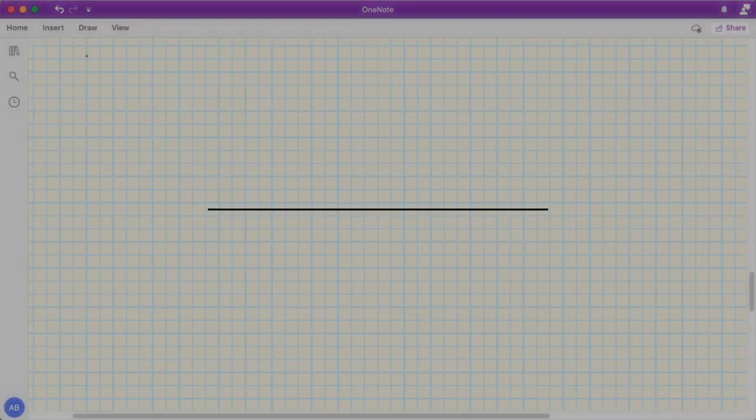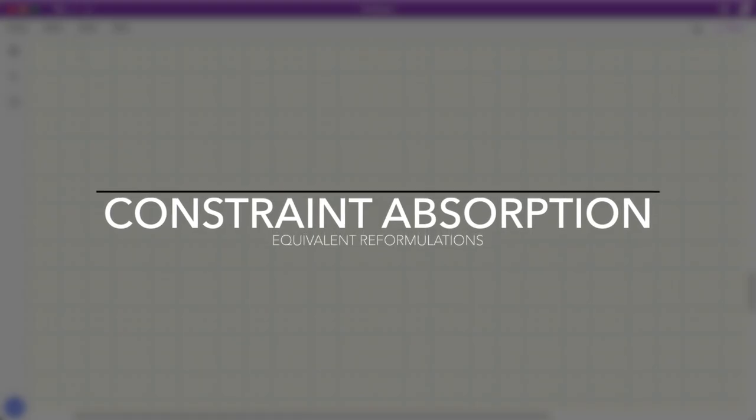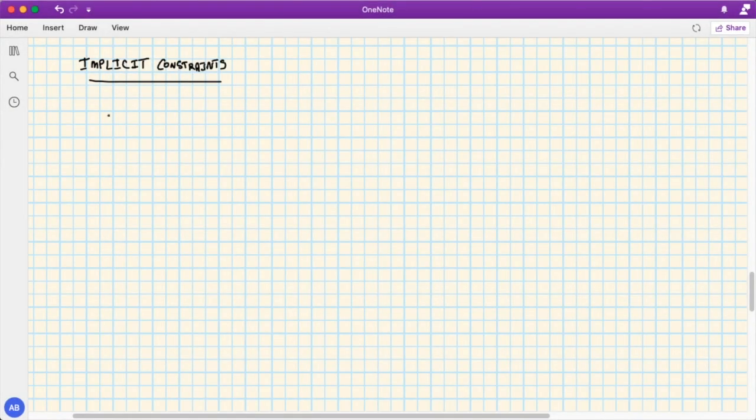Okay? One last thing I'd like to talk about is implicit constraints. Okay? And what are implicit constraints? Well, it's when you make your explicit constraints implicit. That is, it's when you change the constraint that you have and make it part of the domain of the objective. Let me show you an example.